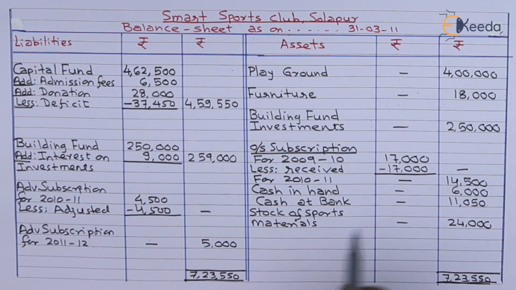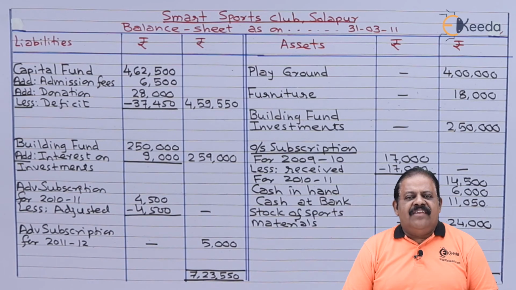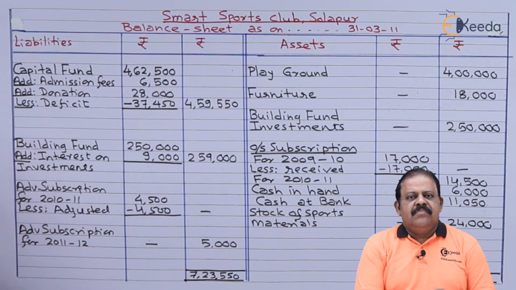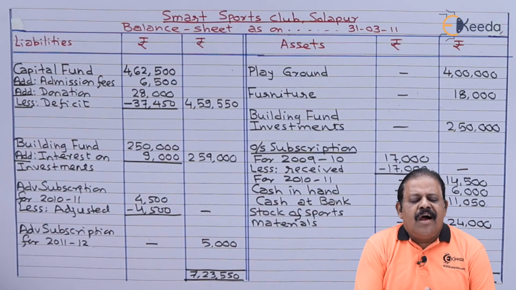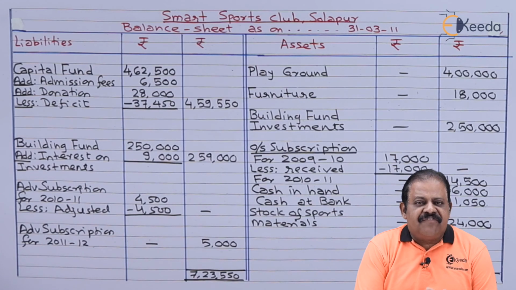4,59,550. Here we have taken total of asset side 7,23,550. We also taken total of liability side 7,23,550. So both the totals are matching. That means balance sheet is tally. In this question we learn how to give effect to special investment made for special purpose fund like building fund.